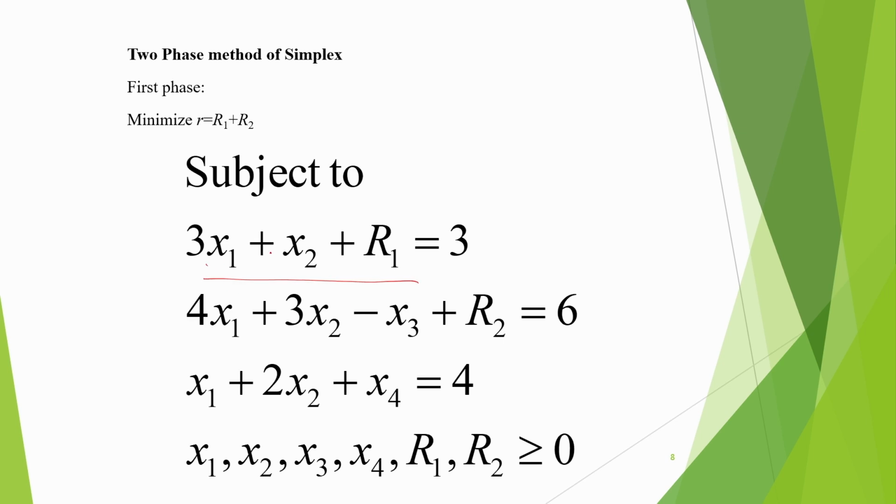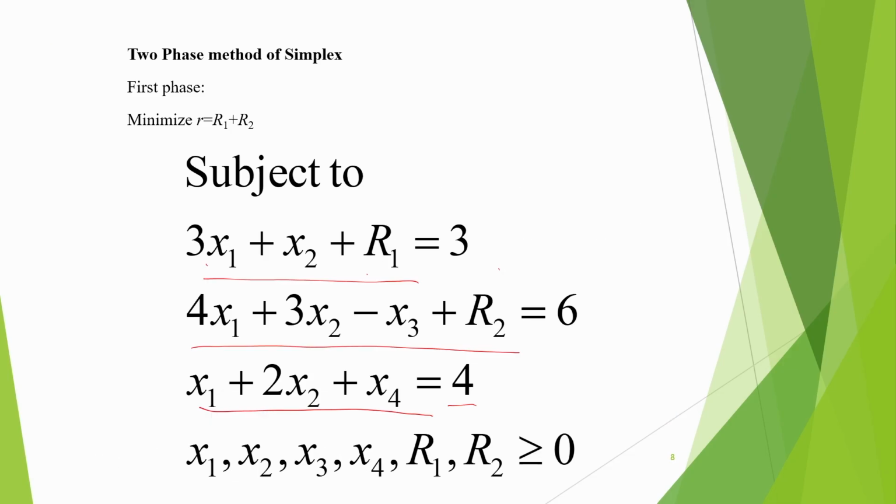So we introduce the artificial variables as usual, as we have done, 3x1 plus x2 plus r1 is equal to this one, and x1 plus x2 plus x4 is equal to 4. But somehow we have to do something so that r1 and r2 become 0. So we say minimize r is equal to r1 plus r2. So we solve this problem. We forget about the original problem. In this problem the constraints are the same, but the objective function has changed. It will always be minimization of r, the sum of the artificial variables, r1 plus r2.